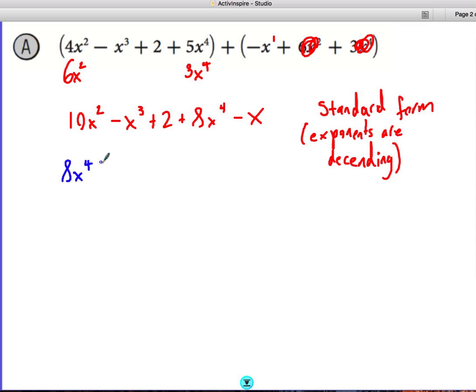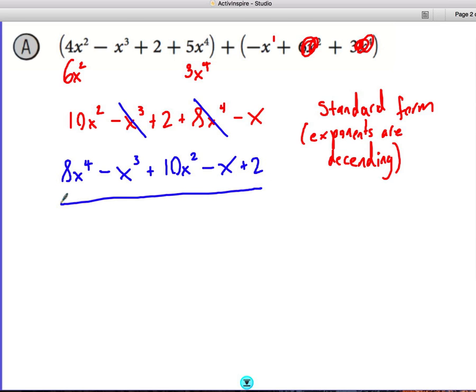After the 4, the next largest one is the x cubed. And then we keep going until we have a descending order of exponents. What goes last is the constant, and constants are always going to go at the very end because they have no variables. And so this is the final answer.